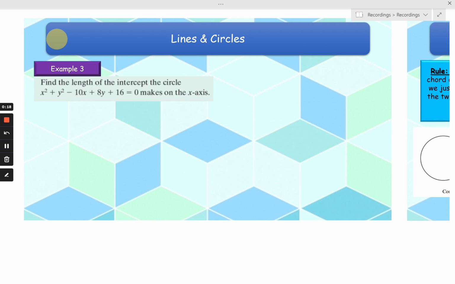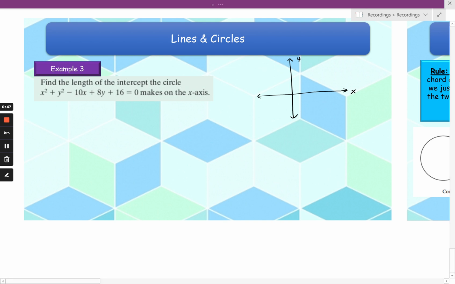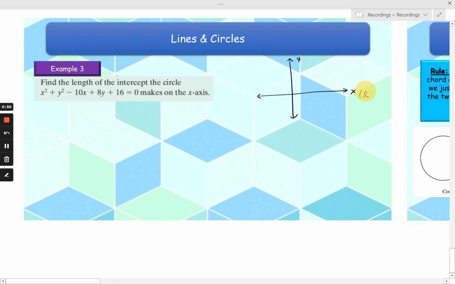In example 3 here, it says find the length of the intercept the circle x squared plus y squared minus 10x plus 8y plus 16 equals 0 makes on the x-axis. Well, what we need to remember here is that our x and our y-axis have intercepts. And if it's an intercept of the x-axis, aka if it's a point where it goes across the x-axis, that's when I know that we're going to let y equal to 0. If we were trying to find where it goes across the y-axis, that's when we're going to let x equal 0, which we looked at when we were studying the equation of a line.